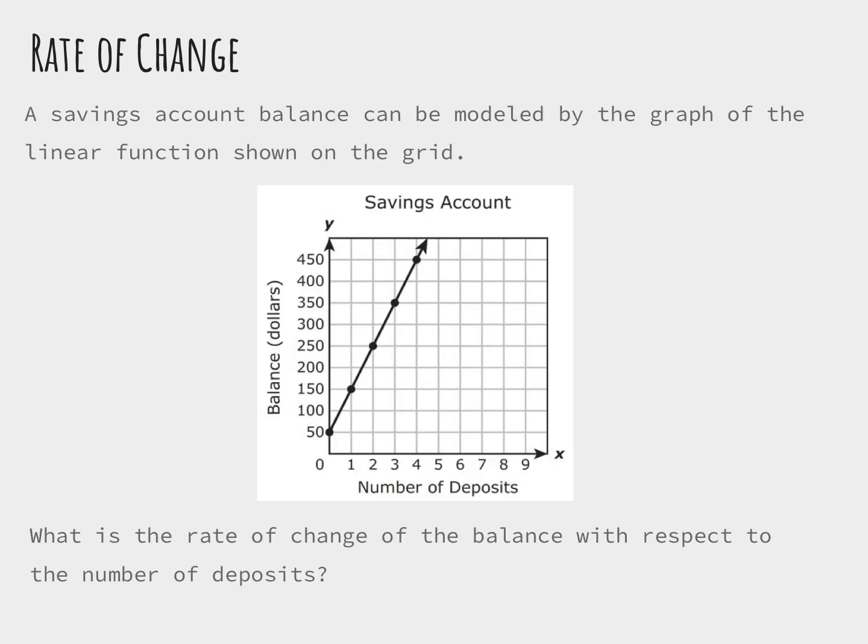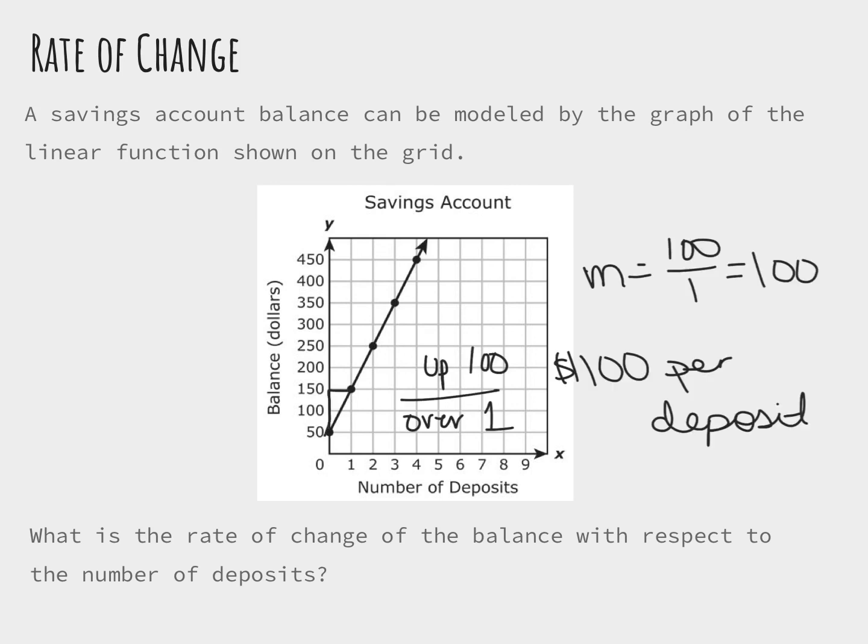Last problem, okay? Go ahead and pause this video and try this one on your own. Pay attention to y per x. Okay, check how you did here. So again, you can do rise over run, or you can go back to our slope equation. Right here, be careful, I started at 50 and I went up to 150. So I went up $100 over 1. So that means it was $100 per deposit. Hopefully this review helped you practice finding the slope and the rate of change.